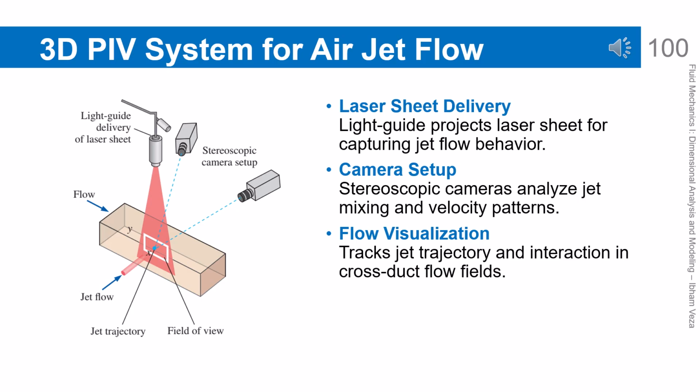3D PIV system for air jet flow. A laser sheet is directed into the jet flow to highlight the flow structures. Stereoscopic cameras are used to capture data from two viewing angles. This method allows analysis of jet mixing with the surrounding flow. The velocity and flow direction patterns can be mapped in 3 dimensions. This information is very important for combustion and mixing studies.